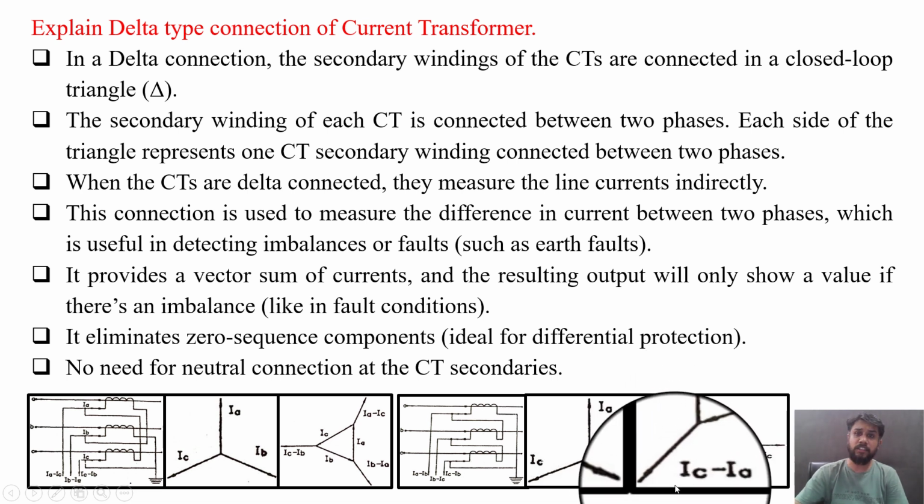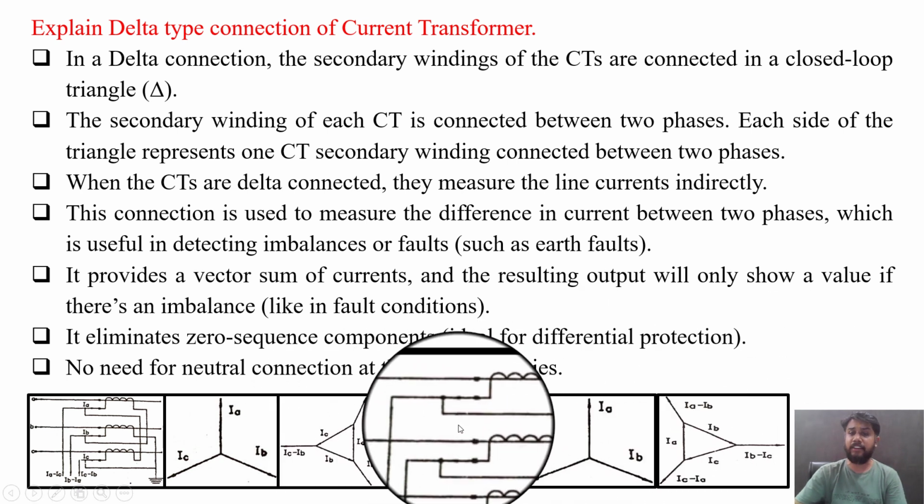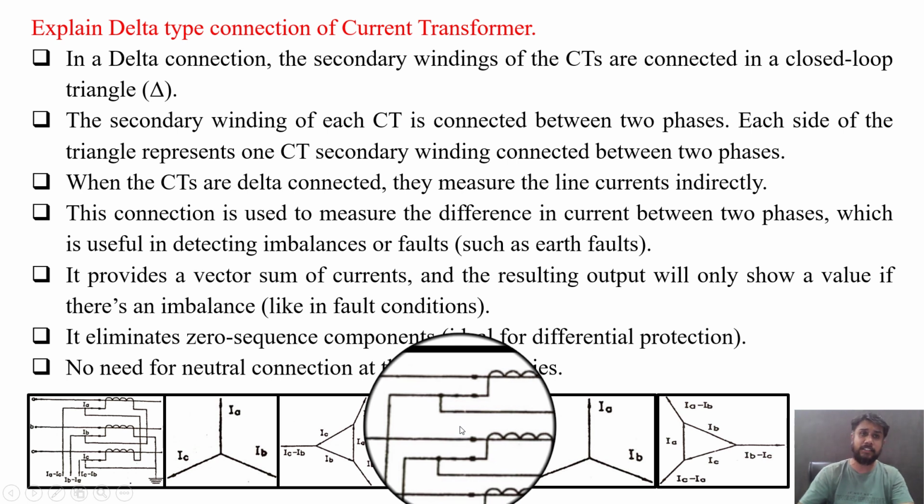This is how the CTs can measure the balanced current between the 2 healthy phases. And if there is an imbalance, then this CT can detect this imbalance and give the signal to the relay that there is an imbalance in the connection.